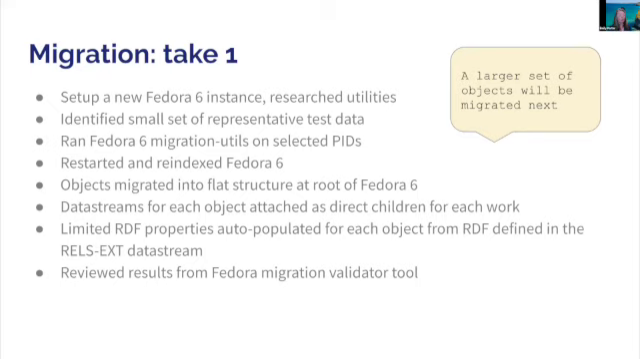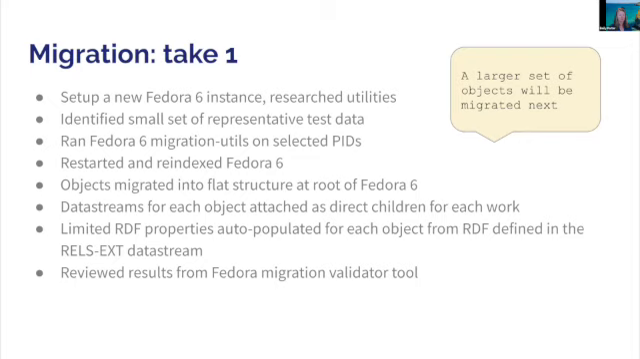And each of those data streams that I just showed came across attached as direct children for each of those work objects, essentially. And then we saw that there was very minimal RDF property auto-populated for each object. And that was basically all the RDF that was defined in that rels-x XML file. So basically Fedora's managed metadata.